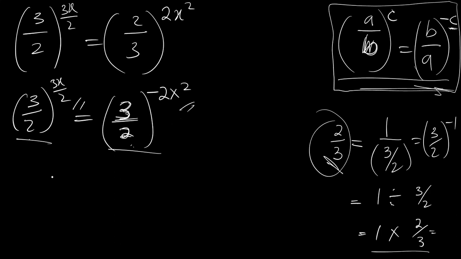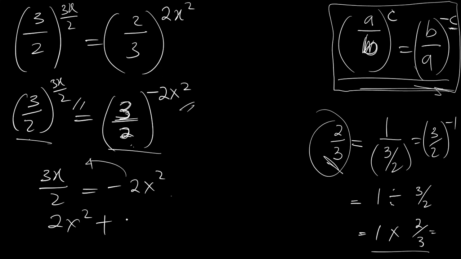So we equate the powers, so that means 3x over 2 is equal to minus 2x squared. So now let's move this one to this other side. You have 2x squared plus 3x all over 2 equal to 0. So now we need to factorize this. To factorize this, what is common?